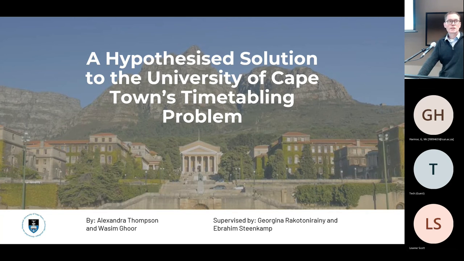Our last speakers for this session are Wasim Ghoor and Alex Thompson from the University of Cape Town, and they're talking on a hypothesized solution to UCT's timetabling problem. Wasim and Alex are both final year students at the University of Cape Town, currently studying a Bachelor of Business Science, specializing in analytics, and are working together to present a solution to the timetabling problem that the University of Cape Town is currently faced with.